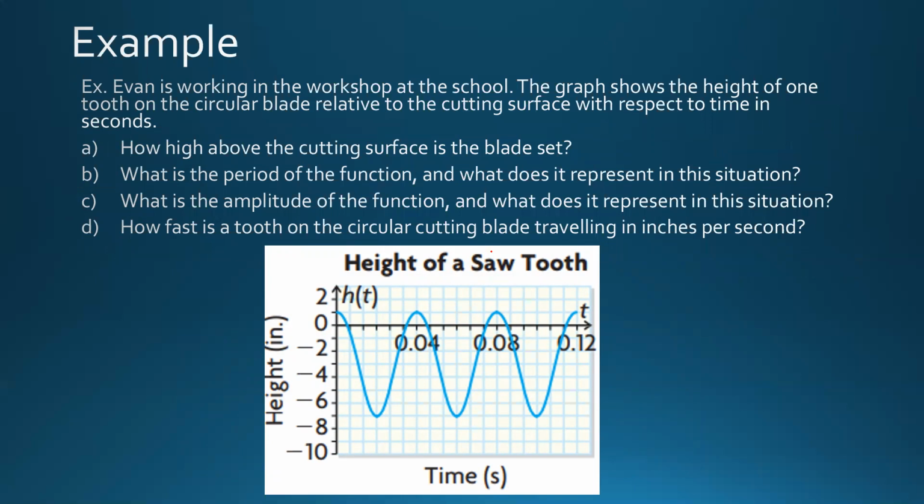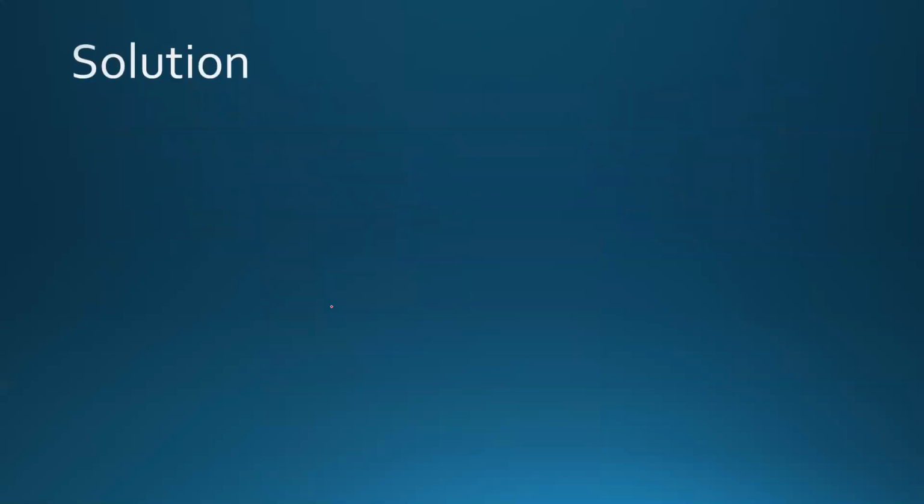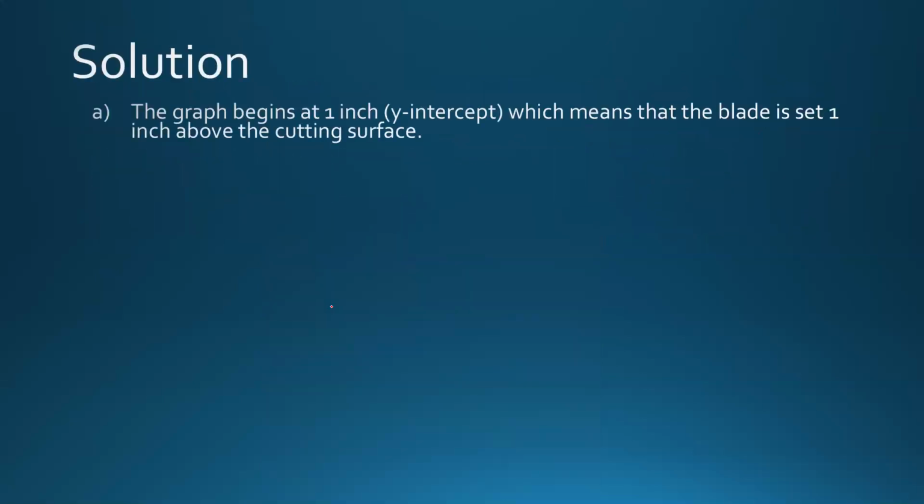And here's another question. Height of one tooth on the circular blade relative to the cutting surface with respect to time in seconds. So first question, how high above the cutting surface is the blade set? It's really saying, what is the initial height? Because that's the height that you're setting it at, I hope you realize the initial height, just like we did before, is really just referring to the y-intercept. So the question is asking you, what's the y-intercept? So we look right here, we can clearly see the y-intercept is 1. So we say that it is set at 1 inch above the cutting surface. It's going to be our initial value there.